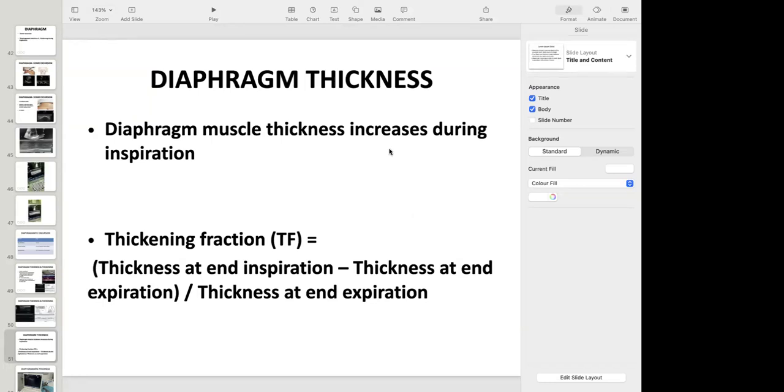Evaluating patients both in the clinic and in the hospital, the lack of thickening and excursion, the combination of the two, I find particularly useful. Whether it's unilateral or bilateral, it just helps me in my differential as I'm evaluating why this person might be short of breath.